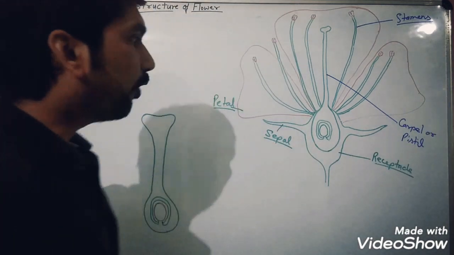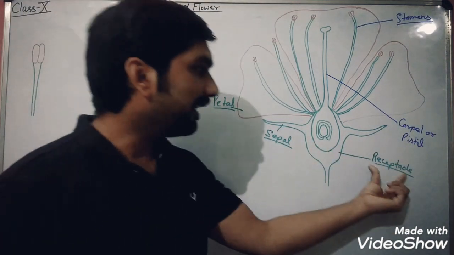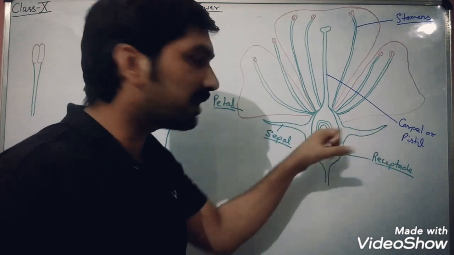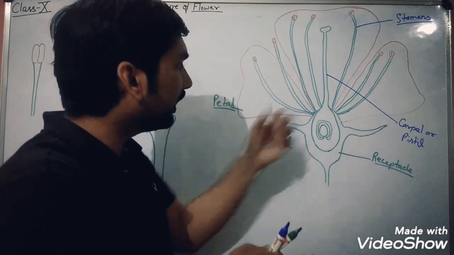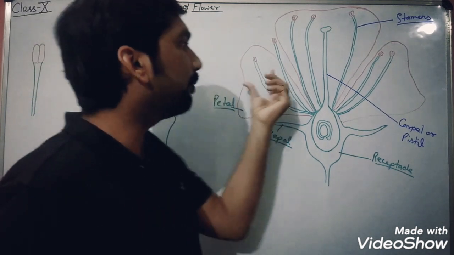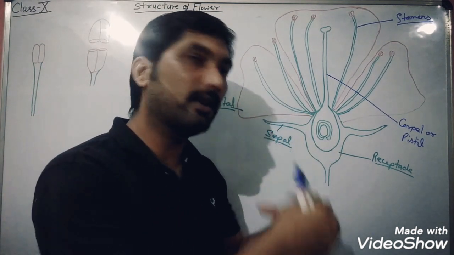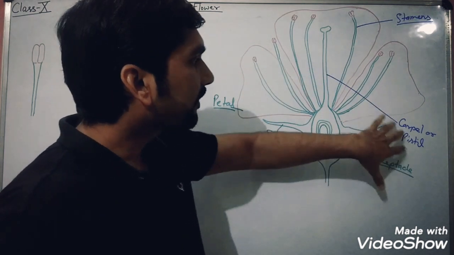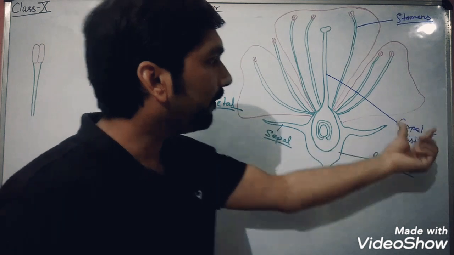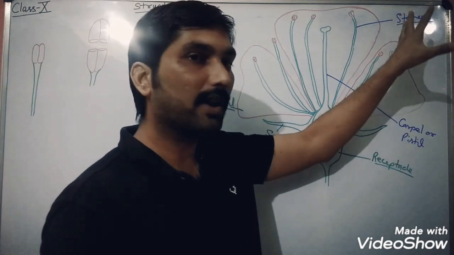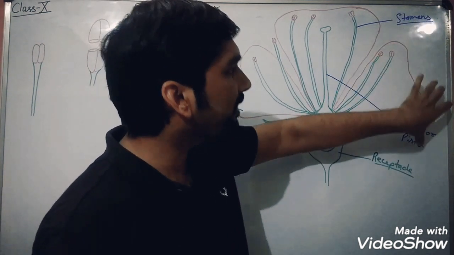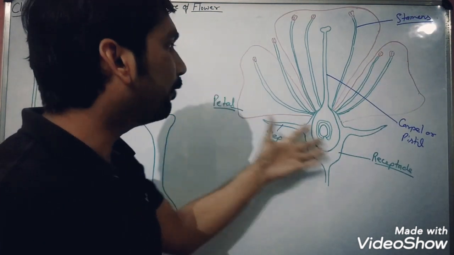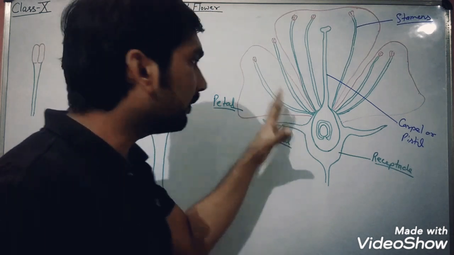So basically we are observing what? Receptacle, the base of the flower; sepals, the green structures which are going to protect the flower during the bud condition; petals, the colorful parts which are there present to attract the insects so that pollination can occur; and now carpel, the female part, and stamen, the male part. So basically these two structures are going to take part in reproduction, and these are known as what? Accessory organs in the flower.